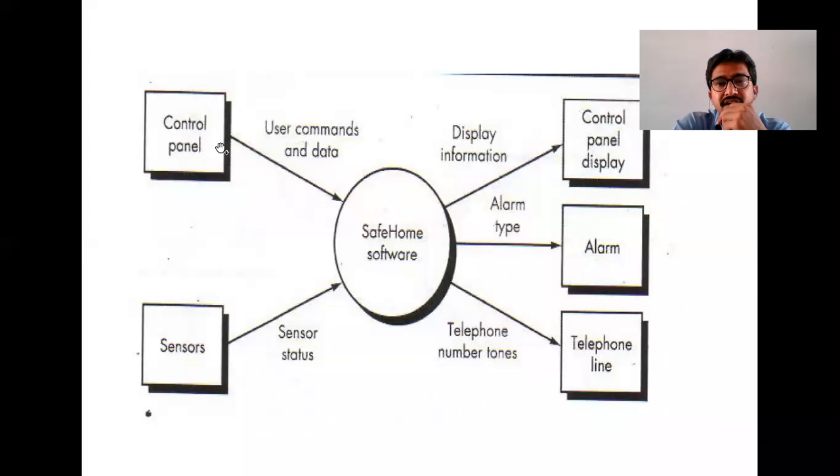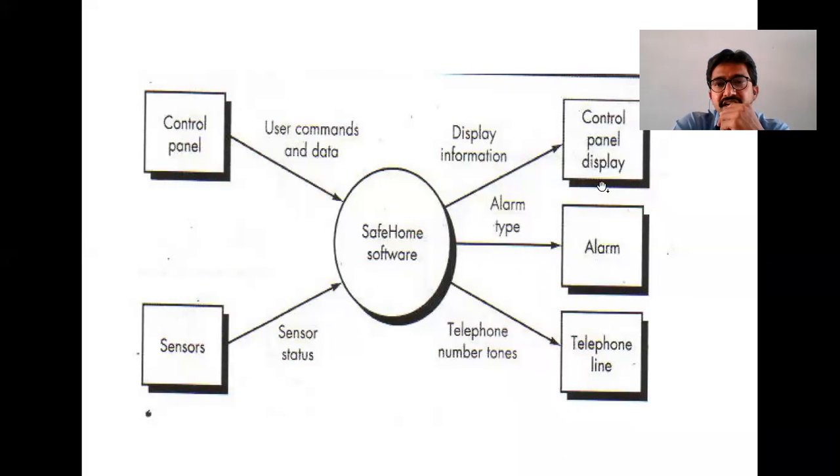We give input through the data flow. This is not just an arrow mark, it is a symbol called a data flow. We label it here as user commands and data, and here as sensors status. For this external entity we give the label control panel, and for this one, sensor. This process we label as SafeHome software. The output data flows are labeled display information, alarm type, and telephone number tones.